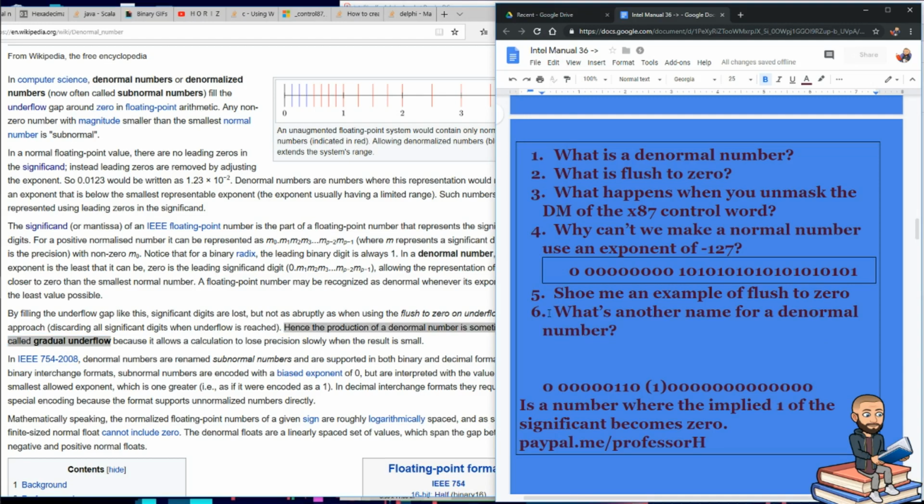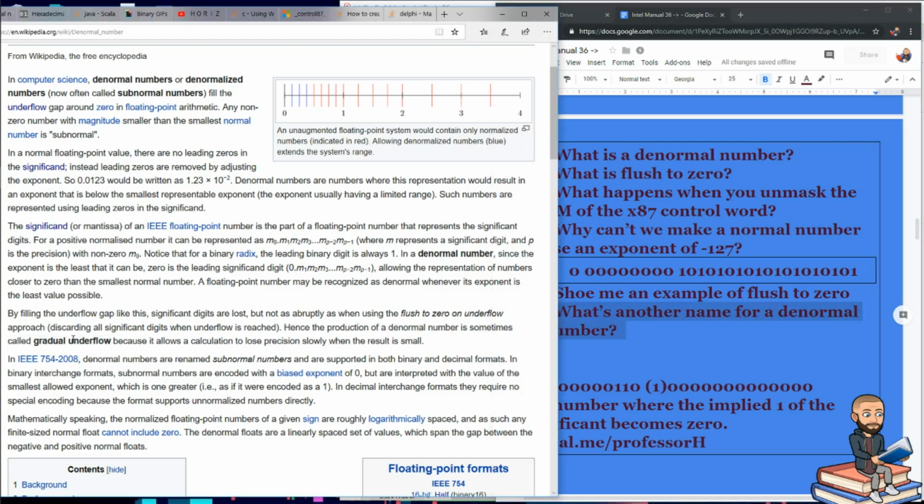So this might not be a very good question, but at least we'll make these connections. What's another name for a denormal number? Another name could be a gradual underflow. Oh, right here brings some clarity. It looks like in the IEEE 754 standard in 2008, denormal numbers were renamed subnormal numbers.